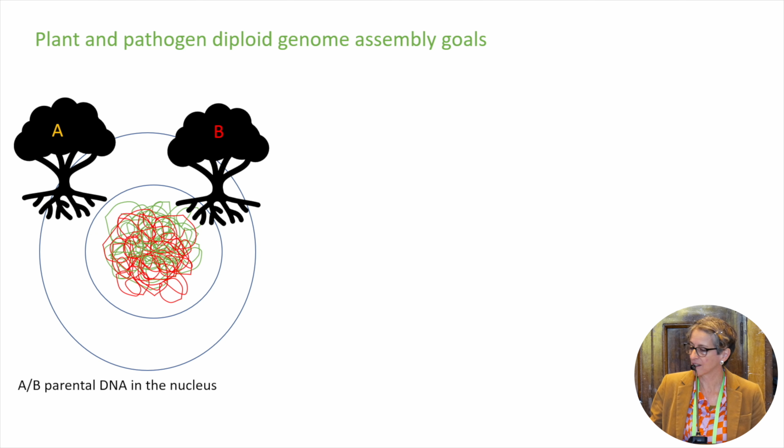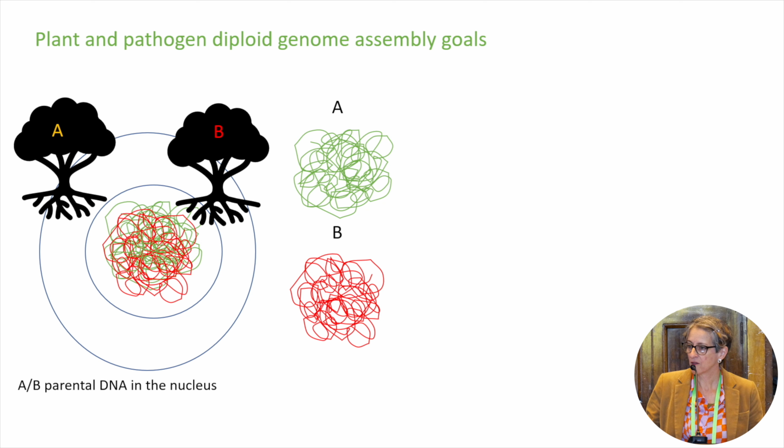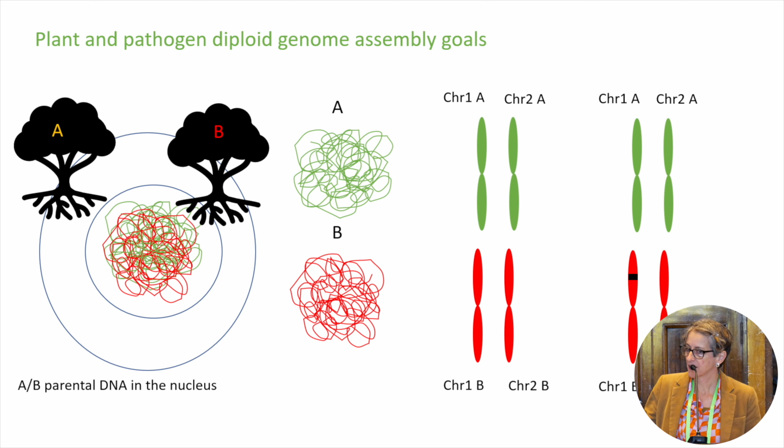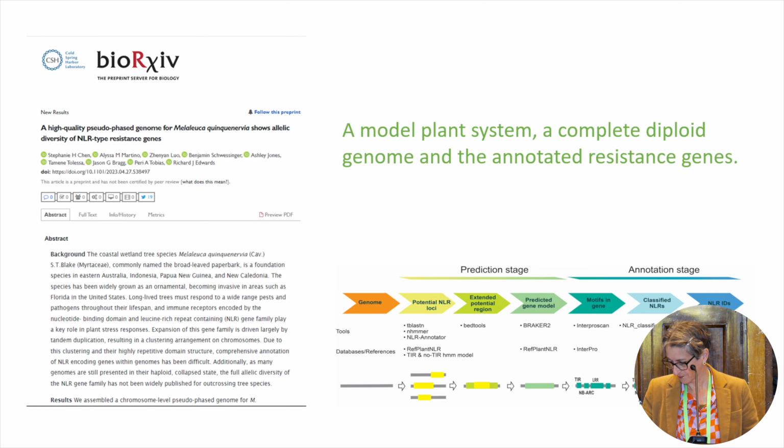That's the DNA, that tangled mess. Bioinformatically, we can start to pull it apart and build chromosomes. This is all done computationally, and then we can start to drill down and look at genes that might be conferring resistance. This year we've put a preprint up on the Melaleuca quinquenervia genome, and we did it in that manner. We've pulled the genome apart, and that's going to be discussed further by Stephanie Chen and Elissa Martino, who were the first authors on this paper.